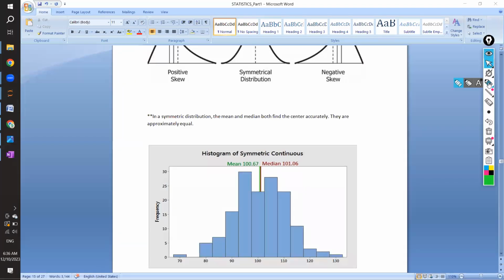So fine guys, let's start. Yesterday we have seen symmetric skewness concepts, right? So let's continue.